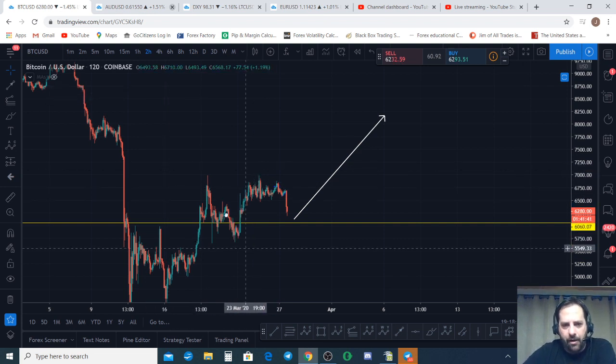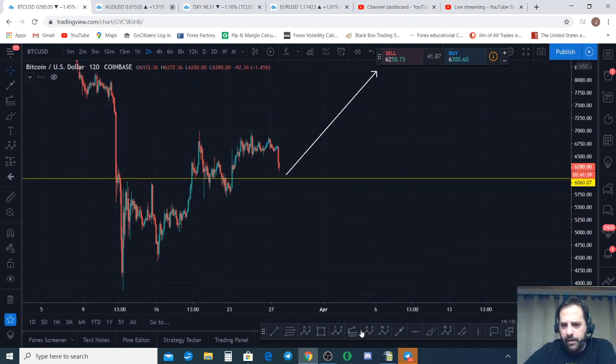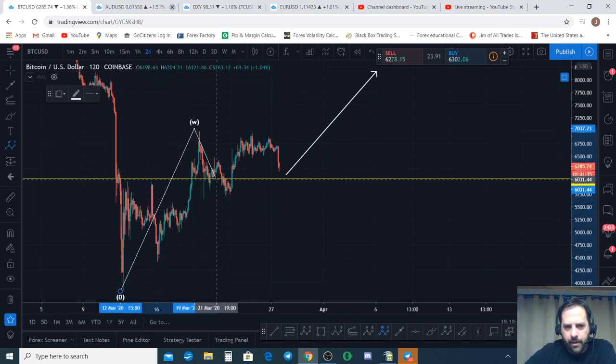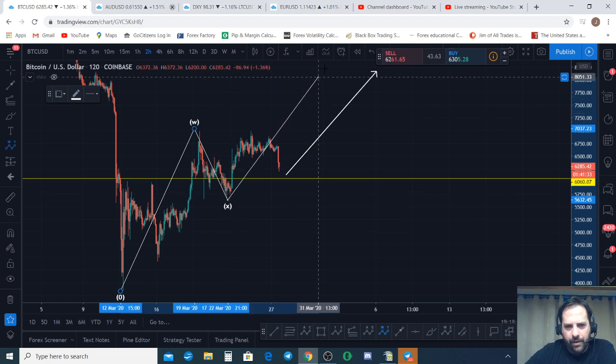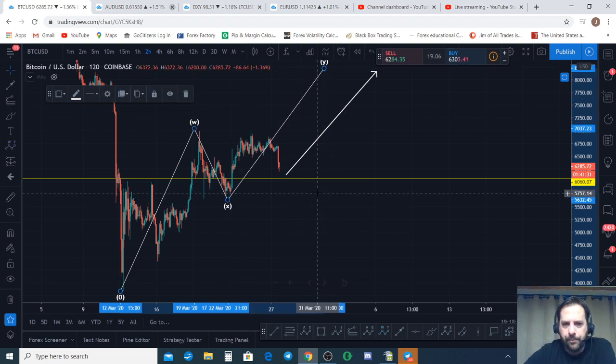So the way I'd be counting this right now, my best count for now, is this is A, that's B, and now we're getting C or WXY, I should say. Okay, we got a three wave. Got this three wave. It kind of sucks, but it is what it is.